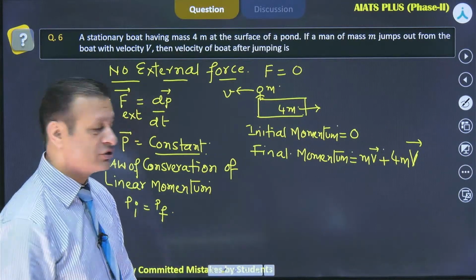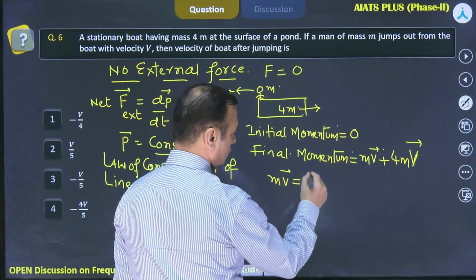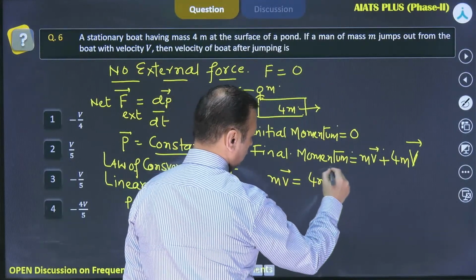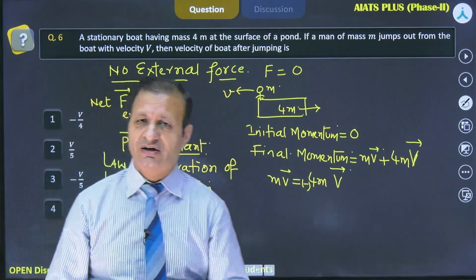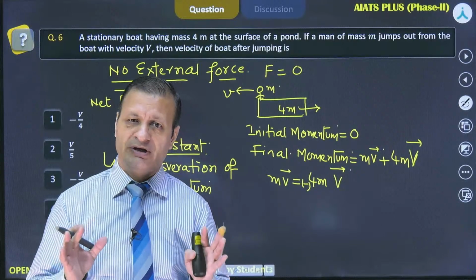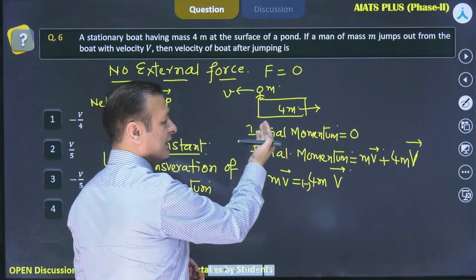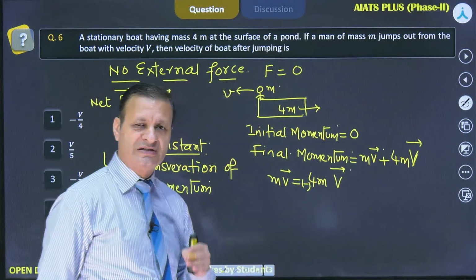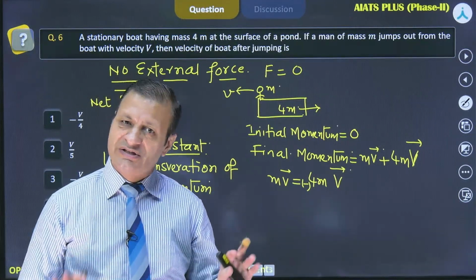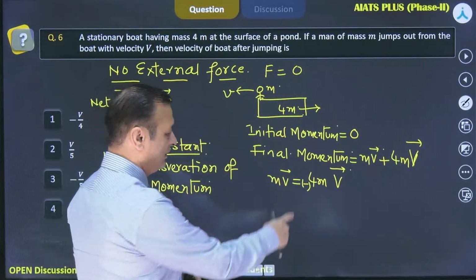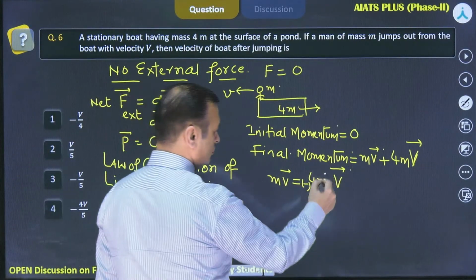So initial momentum has to be equal to final momentum. So mv is equal to 4m into V with a negative sign, and this negative sign is a condition for the conservation of momentum. It means if the man is jumping out towards this side, towards the left side, then the boat will be drifted slightly towards the right side, so that the momentum of the system will remain the same. And the negative sign clearly implies that opposite effect. So this goes with this.